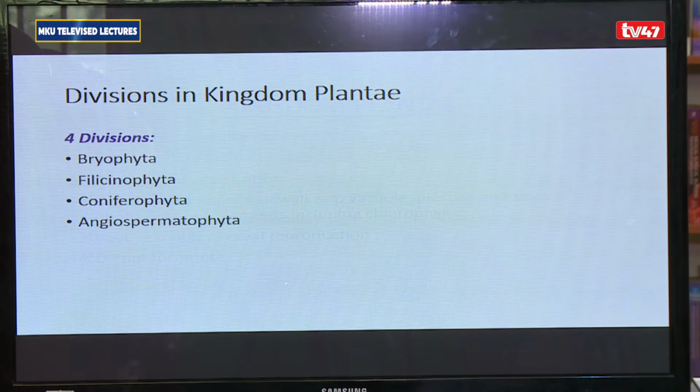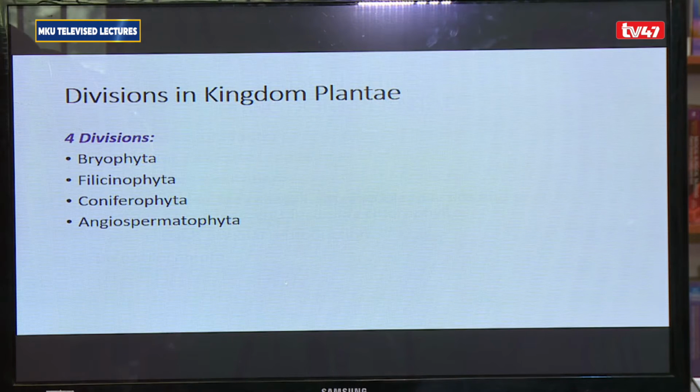In kingdom Plantae, there are 4 divisions. So you have the division Bryophyte, the division Felicinophyte, the division Coniferophyte, and the division Angiospermatophyte.